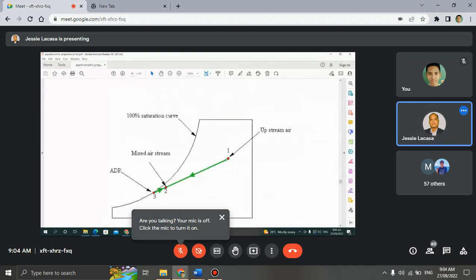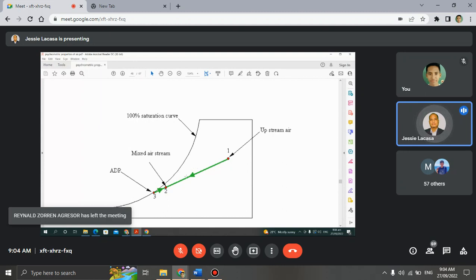So kani, for example, this is the mixed air, no? Then padong siya sa cooling coil, syempre baba ang iyahang temperature at the same time ang iyang humidity ratio no sa ADP.